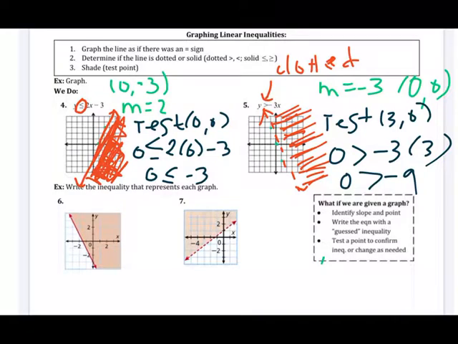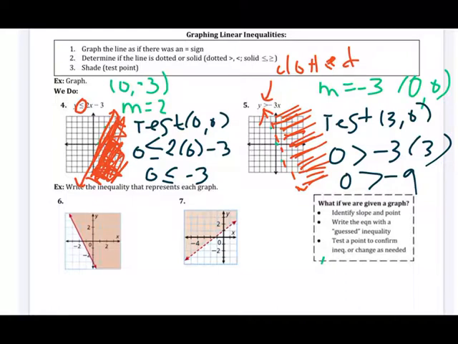So the solution is the graph. And the graph has an infinite number of points that make this inequality true. That's why we have to graph it to represent the solution. You could never possibly list all of the solutions to an inequality. You could list some, but the graph represents the infinite number of solutions.